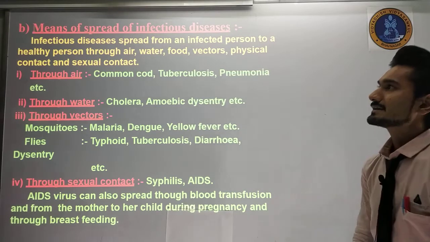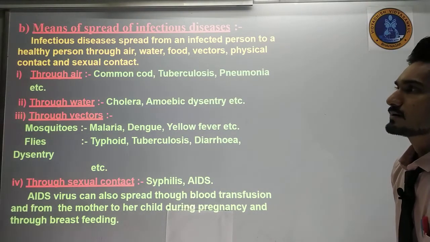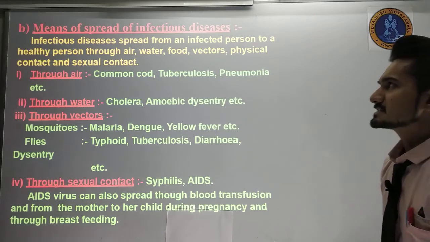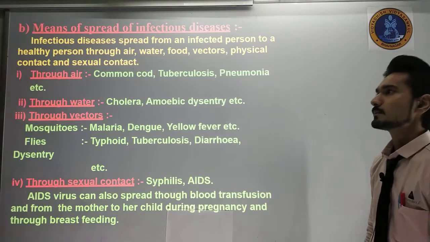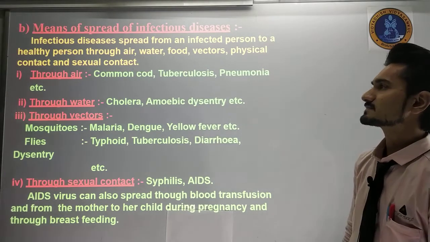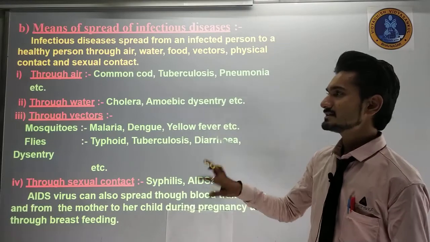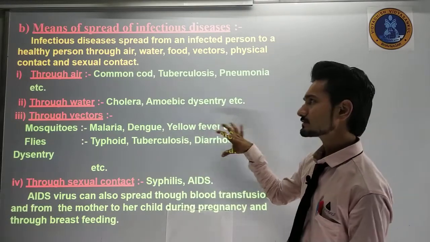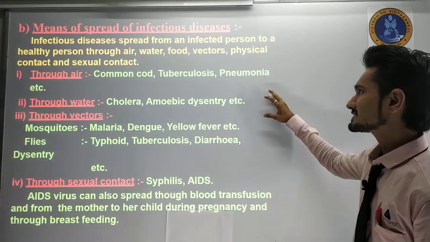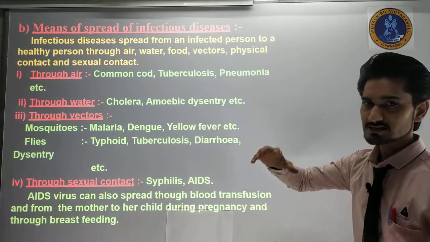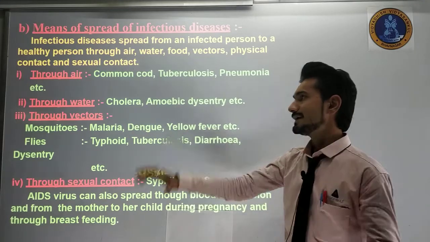The next topic is the means of spread of infectious disease. What does that mean? Infectious disease spreads from an infected person to a healthy person through air, water, food, vectors, physical contact and sexual contact. We have seen this in the previous lecture, but we are still going to go through it. Through air we might get the common cold, tuberculosis, pneumonia. These are the things that are transferred through the medium of air.